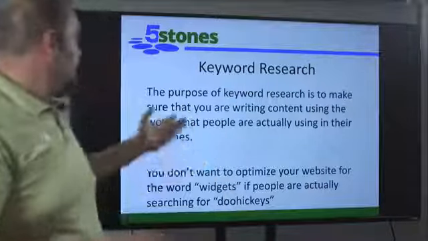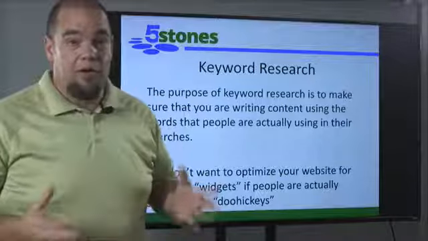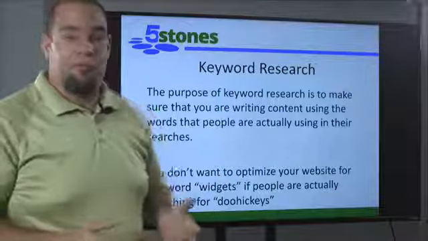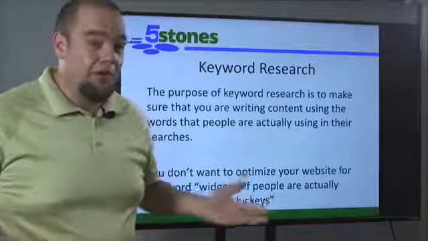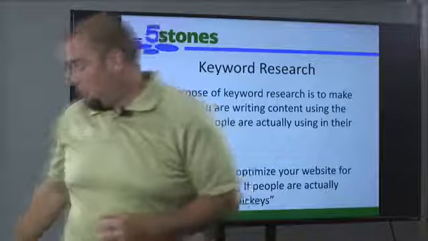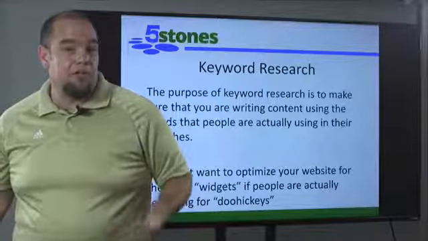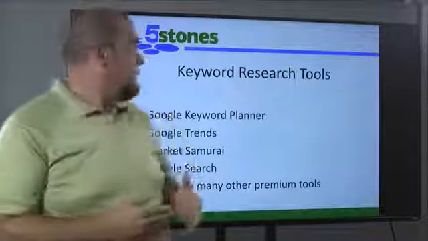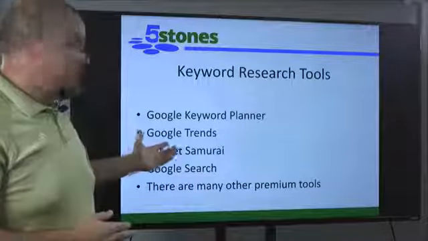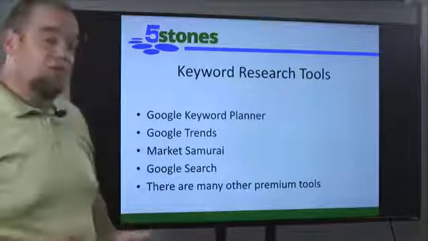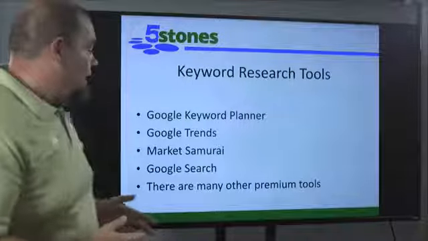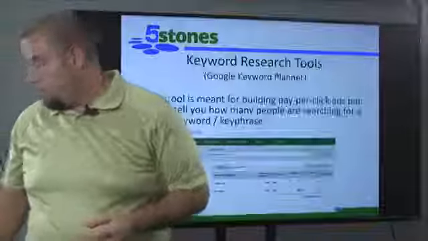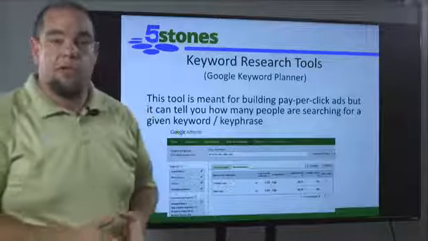So the purpose of keyword research is to make sure that you're writing content using the words that your audience is searching for. So, I've got an example here. You don't want to optimize your website for the word widgets if people are actually searching for doohickeys. And I'll show you some examples of that and why you need to really think that through. But some keyword research tools that can be used would be the Google Keyword Planner, Google Trends, Market Samurai, or just regular old Google search on the most basic level. And there's a lot of different premium tools that you can purchase. Most of the do-it-yourselfers are going to use the tools that Google already has for free.